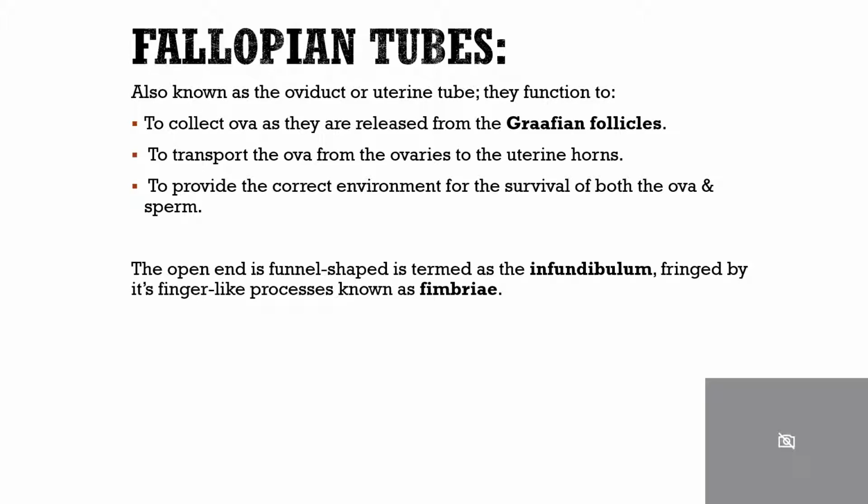The fallopian tubes, also known as the oviduct or uterine tubes. They function to collect the ova as they are released from the Graafian follicles, to transport the ova from the ovaries to the uterine horns, and to provide the correct environment for the survival of both the ova and the sperm. The open end is funnel-shaped, and we term this as the infundibulum, fringed by little finger-like processes that we term fimbriae.